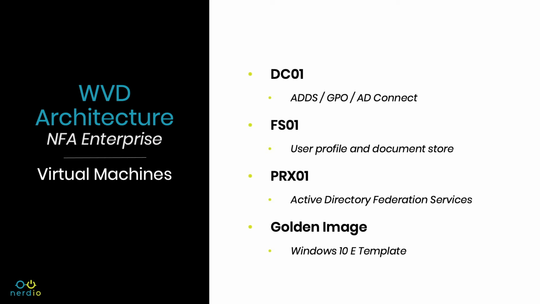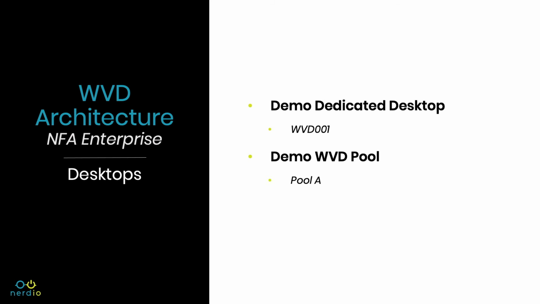So we've talked about the networking, and we've talked about some of the infrastructure servers. There are also two desktop types that we provision, right? Again, we want you to be able to immediately start using the environment, demoing if needed. You can always remove these if you're going to have some downtime before you start using the environment or simply want to create them yourself. We'll create a dedicated desktop, WVD001. And we also create a demo initial pool, Pool A.